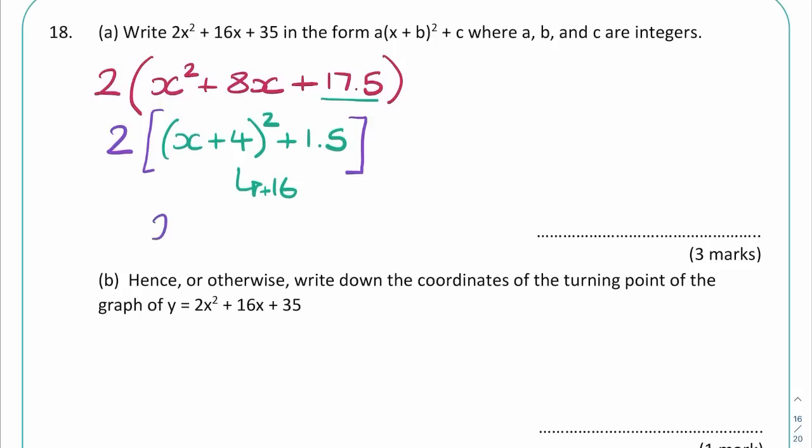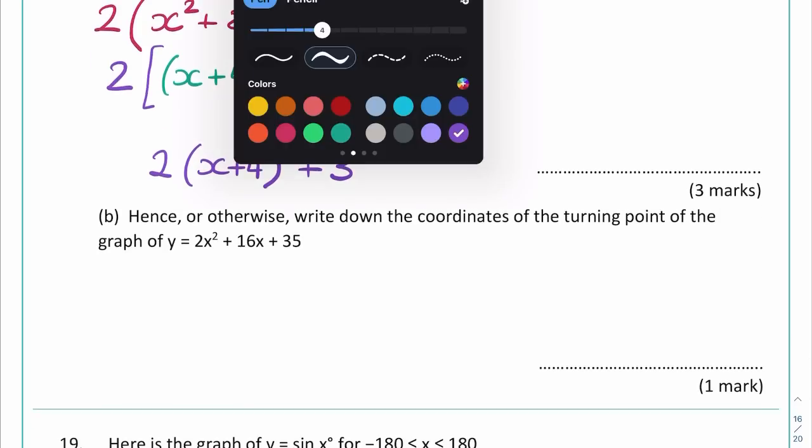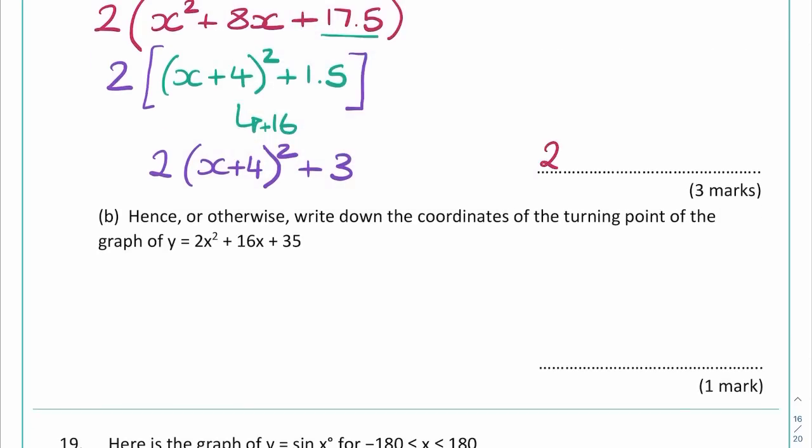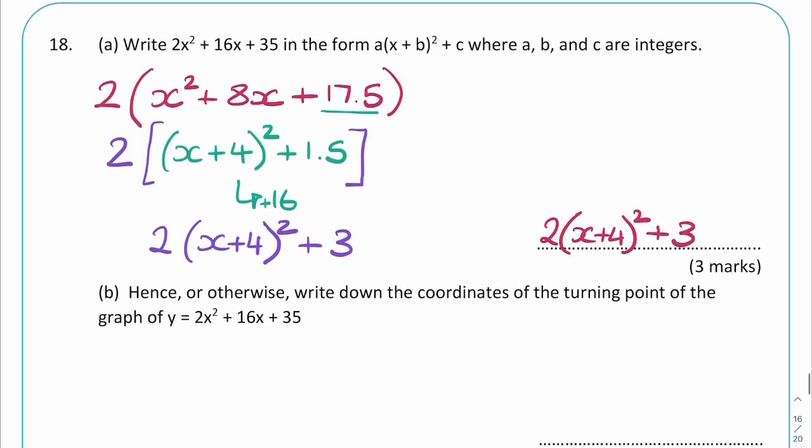So the brackets will just be multiplied by 2, so you'll have 2 lots of (x + 4)², and the 1.5 at the end would also be multiplied by 2, which would make +3. And there we go, it's now in the form that it was looking for. So our final answer would be 2 lots of (x + 4)² and 2 lots of 1.5, which is +3. And if you were to expand that double bracket, (x + 4)², times it by 2 and add 3, you would get that original one, and it sometimes is worth checking it out.